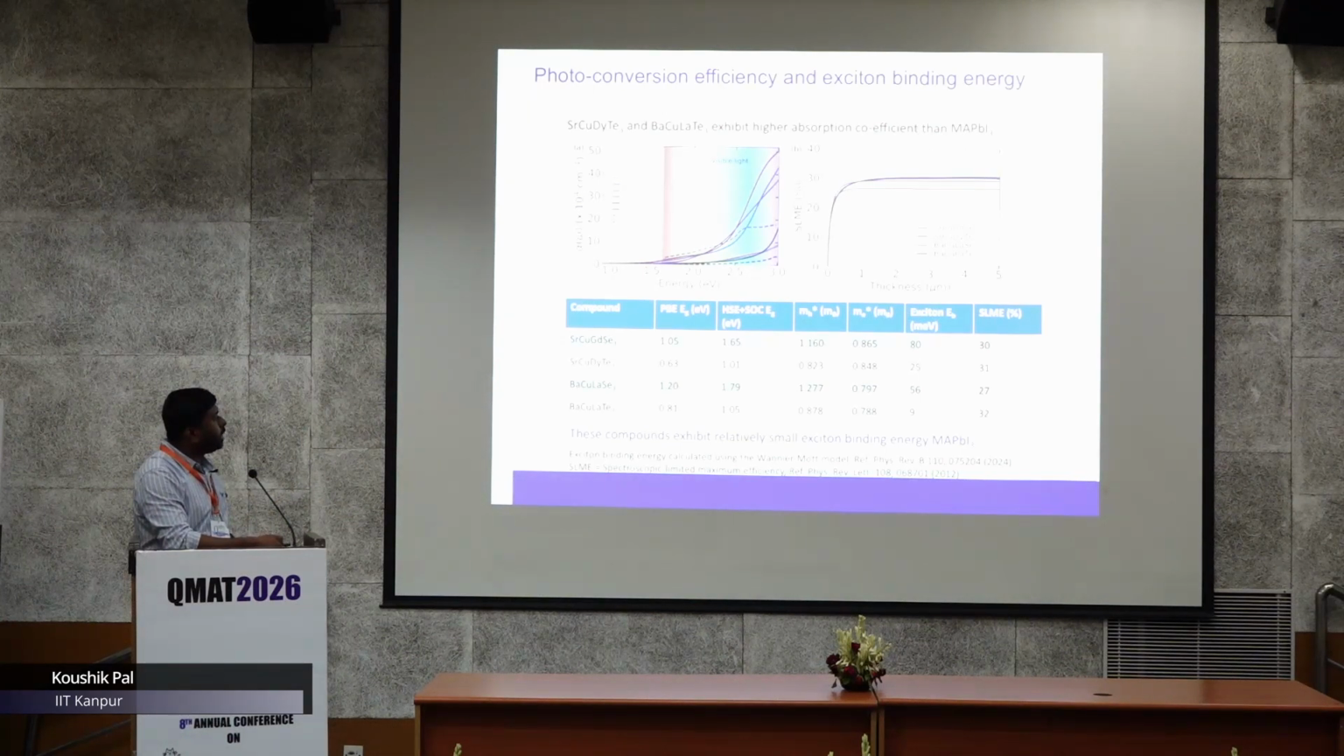We calculated exciton binding energy. So exciton binding energies are quite low. That means the electron hole pair can be separated quite easily. So that also says that these compounds are potentially very good photovoltaics material.